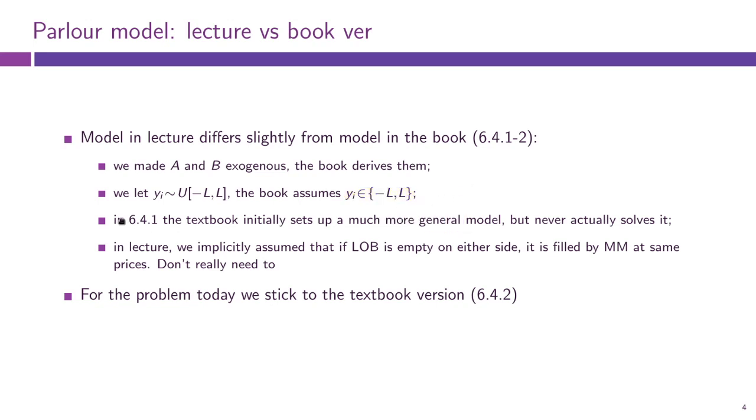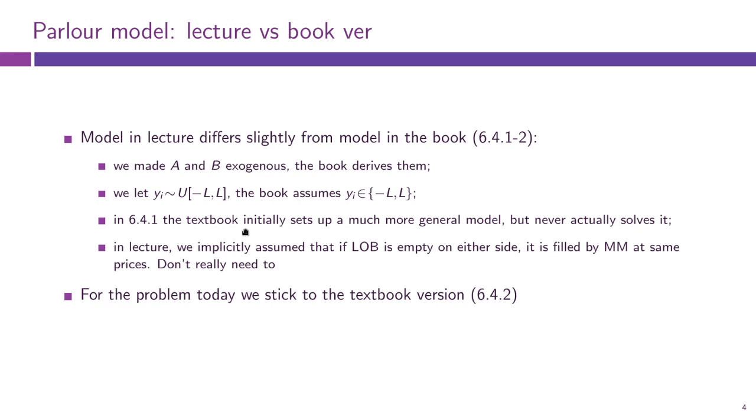Okay, and if you actually go and read the textbook, then it begins by setting up a much more general model with adverse selection, with general trading termination or general patience of traders. But the textbook never actually solves this general model. Instead, they do some numerical simulation and then they reduce to this simplified model. So we never actually talked about the more general model, and we will not do this today either.